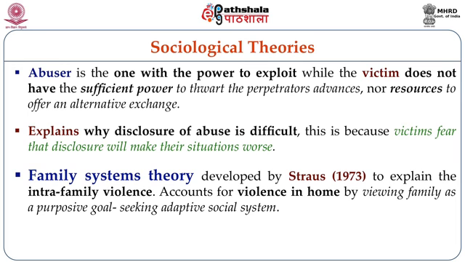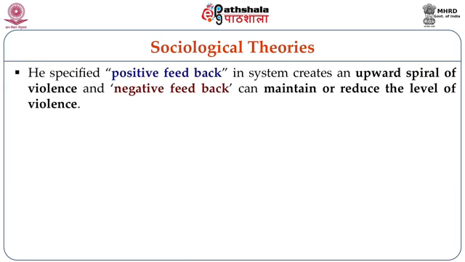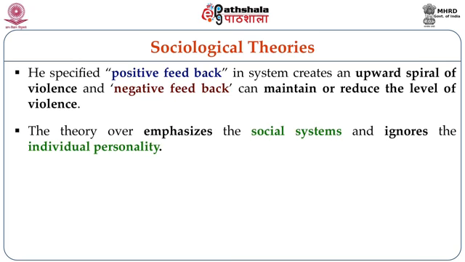Then we have the family systems theory, which was developed by Strauss to explain intra-family violence. This accounts for violence in the home by viewing the family as a purposive, goal-seeking adaptive social system. Violence is seen as a systems product. He specified that the use of positive feedback in a system creates an upward spiral of violence, and negative feedback can maintain or reduce the level of violence. The theory was critiqued for overemphasizing social systems and ignoring individual personalities.